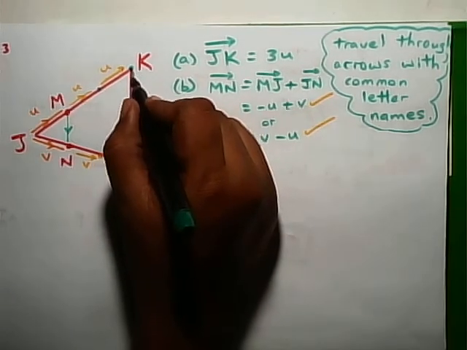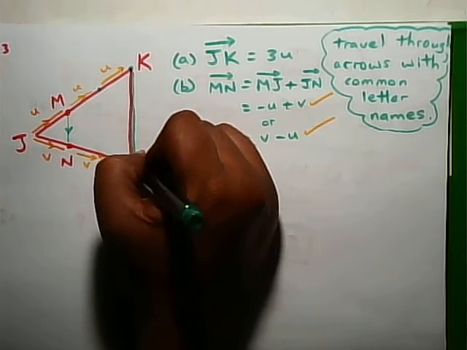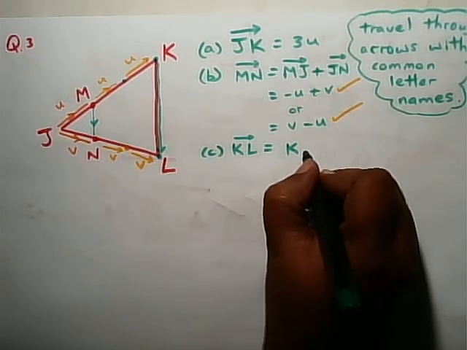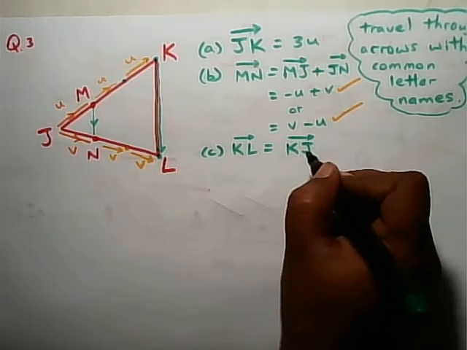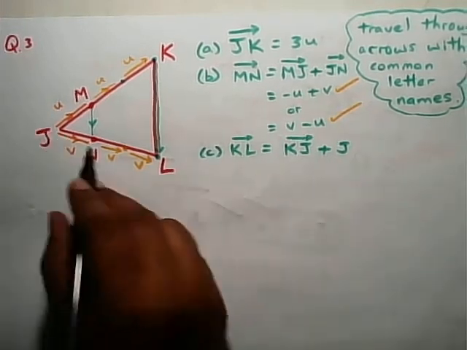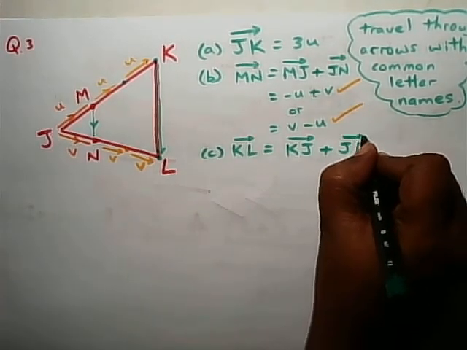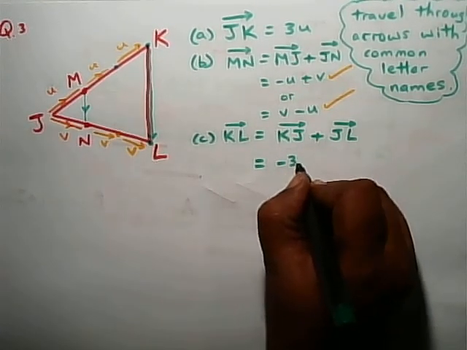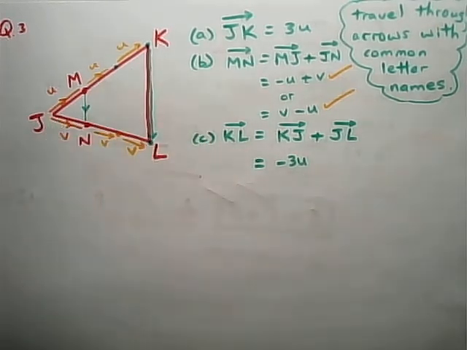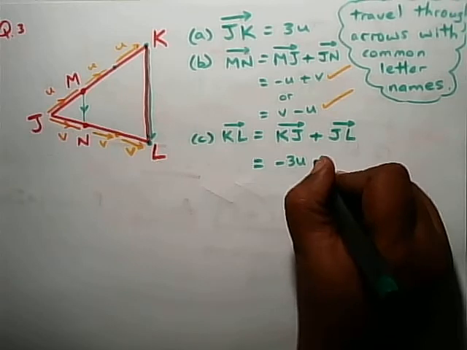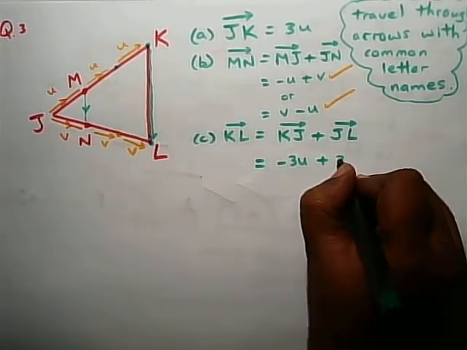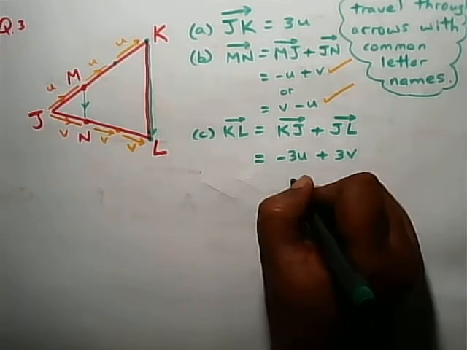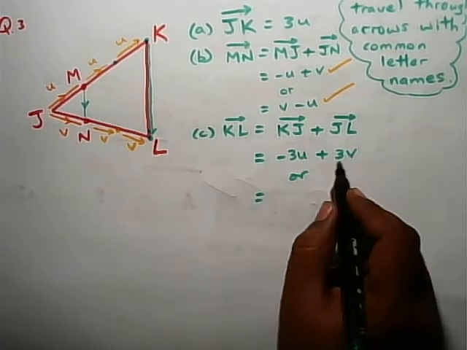We travel this way to get from K to L. So we will journey from K to J, and then we'll go from J to L as planned. Let's replace it with arrows. Minus 3u, because there's 3 u's in reverse, and then add 3 v's. We can write it like that, or if you want, we can put the 3v first.